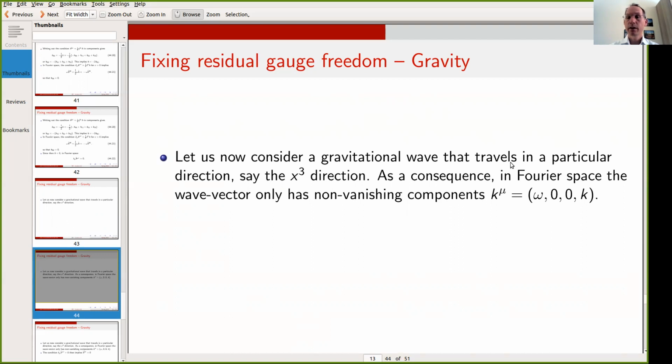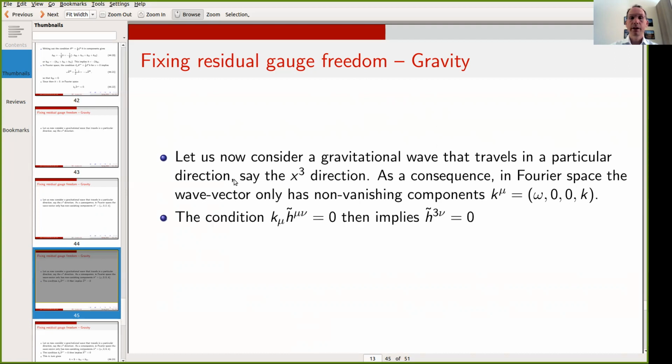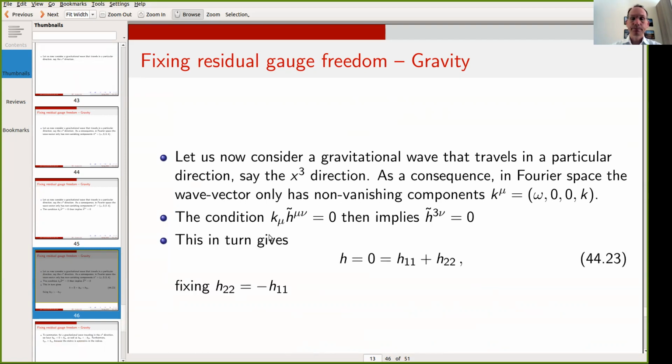This is just writing down the wave vector now fully explicitly. There's a frequency part here and a single direction where the wave vector is non-vanishing. Then this gauge condition here just implies that anything that has a 3 in the direction of the metric field fluctuation is also vanishing, because we have that all the components in the time direction are vanishing. So long story short, the trace condition H is 0 now has only two components left, which is just H11 and H22. So this in turn fixes another one of these components, namely, for instance, H22 is minus H11.